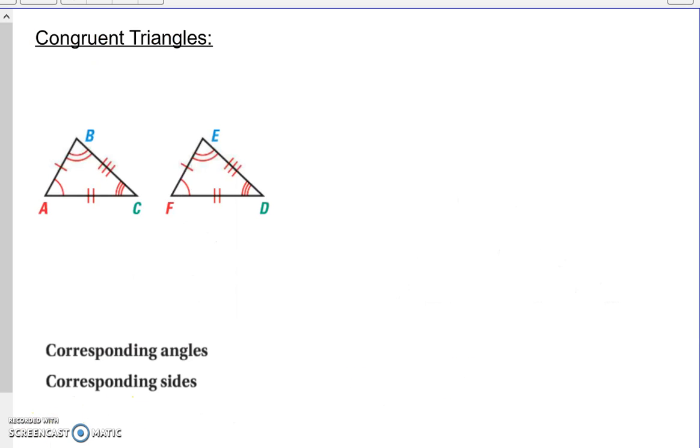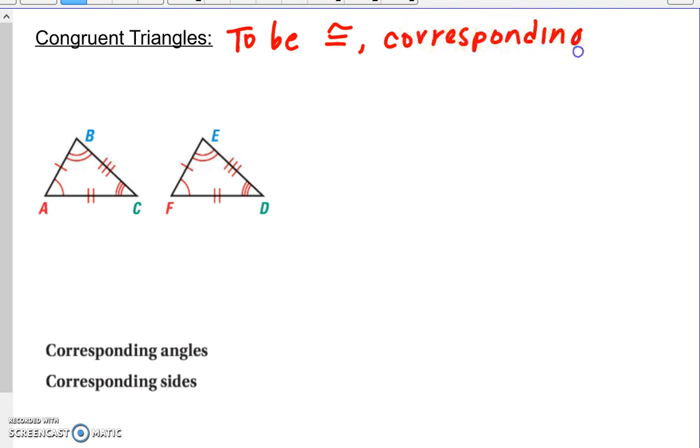For polygons to be congruent, the corresponding sides and the corresponding angles must be congruent. So we're going to write that down. For a polygon to be congruent, corresponding angles and sides must be congruent.